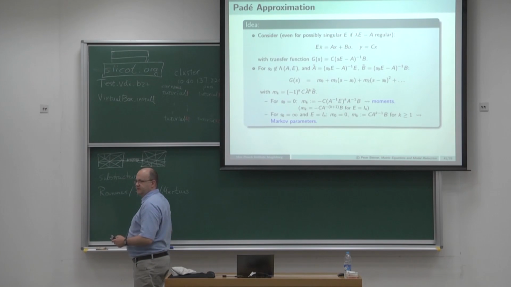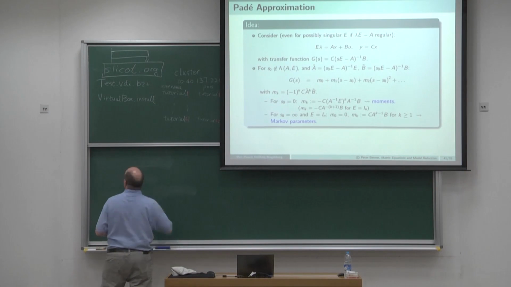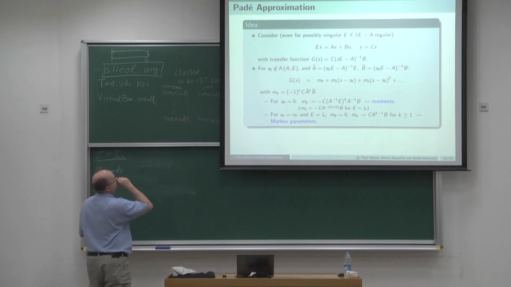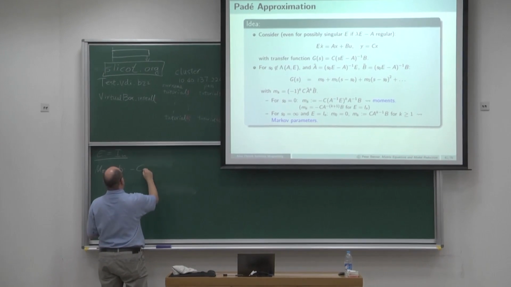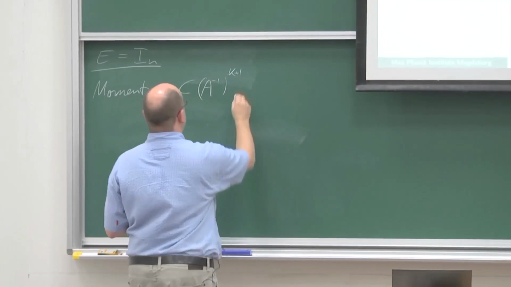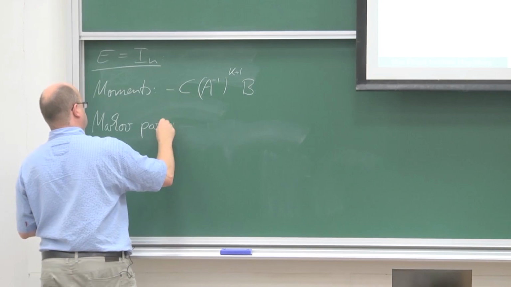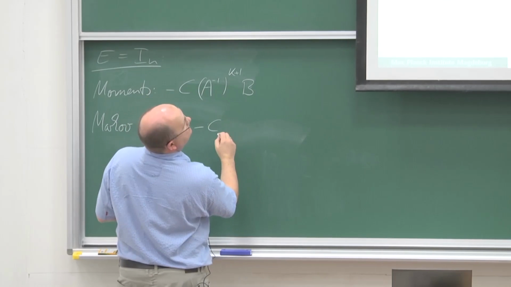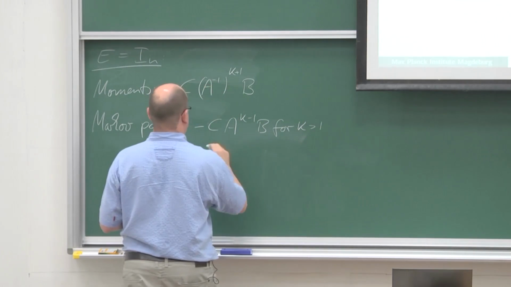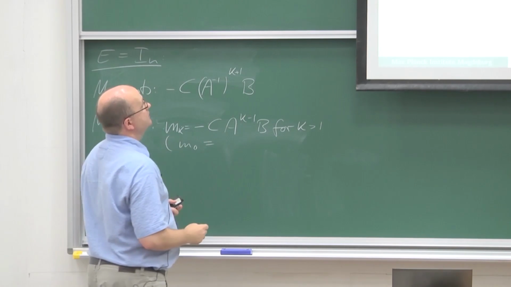Okay, I think Markov parameters and moments are also important in the exercises. So let's just write them down here for the case E equal to I_N. Moments are minus C A to the power minus (k plus 1) B, and Markov parameters are minus C A to the k minus 1 B for k greater than or equal to 1. And M0 is taken as 0.